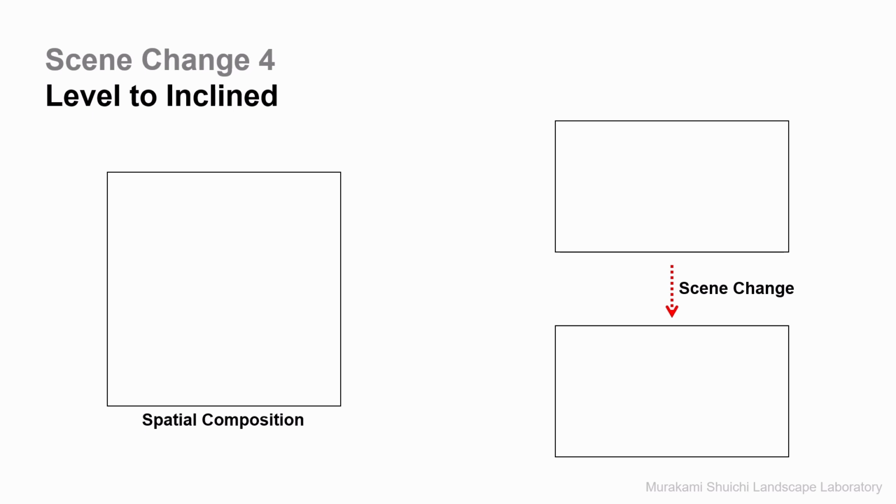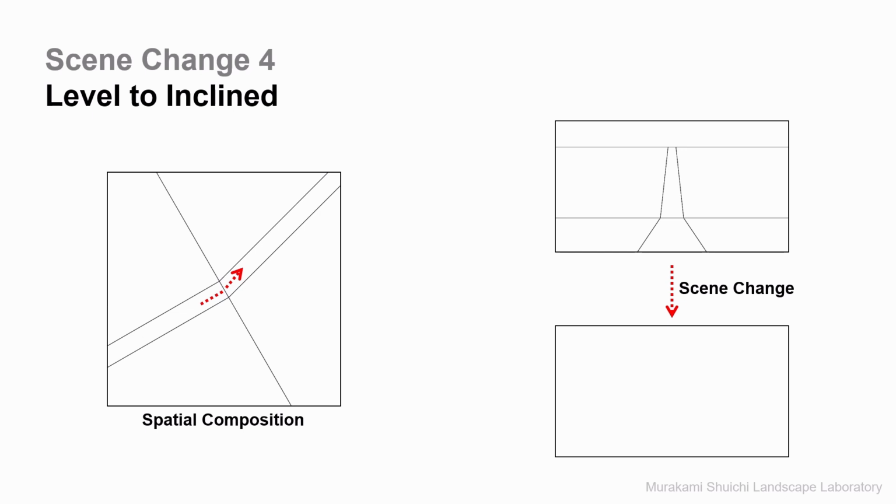Now we turn to the scene change from level to inclined. In this spatial composition, one can imagine walking along a flat path that gradually becomes an uphill slope. As the physical effort required increases, the path rises toward the body and the viewer's gaze naturally drops toward the ground.